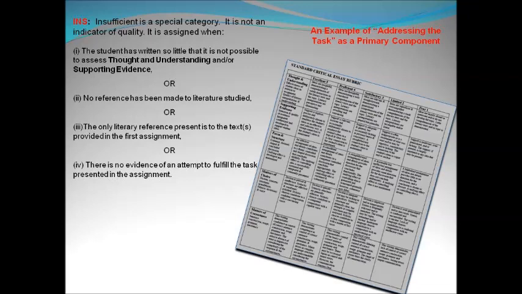So I've gone through what an INS is. It's just insufficient. It's a special category. It either means that the student has written so little that it's not possible to assess what their thoughts, understanding, or supporting evidence were, or there's no reference to the literature that's studied, right? Or the only literature reference present is to the text provided in the first assignment, or there's no evidence of any attempt to fulfill the task, right? So if you haven't done that, then you just crap out on one of these things.